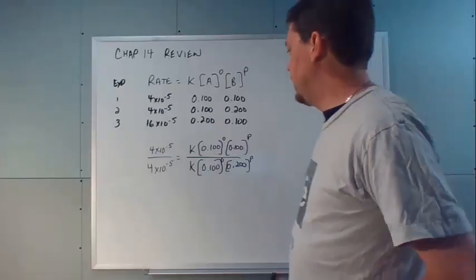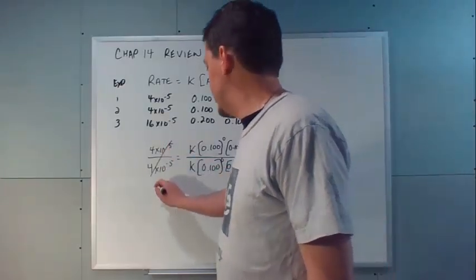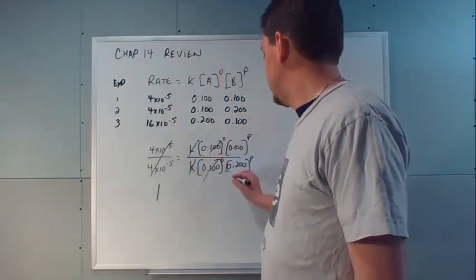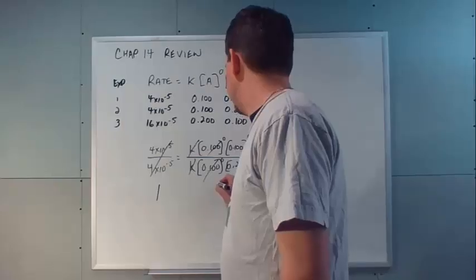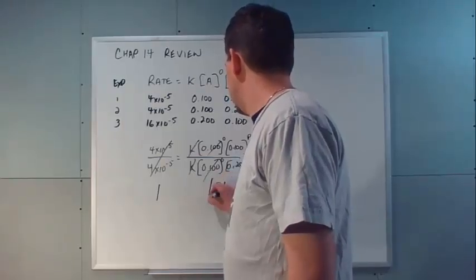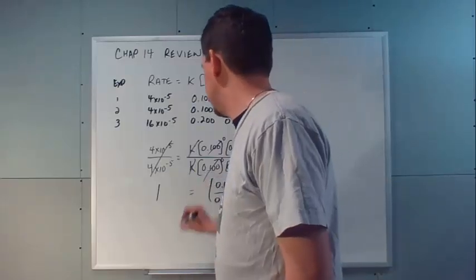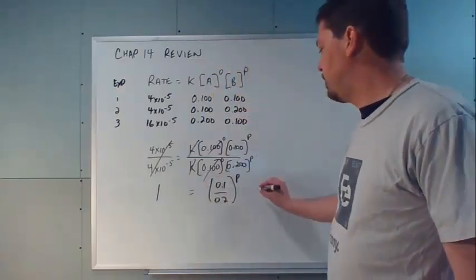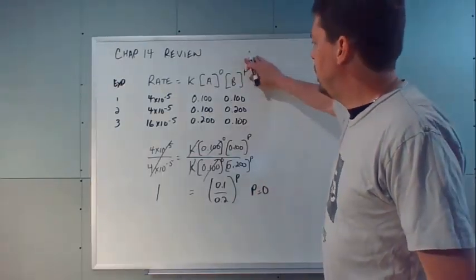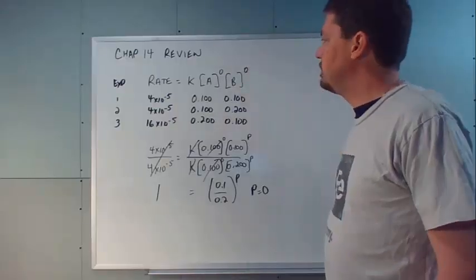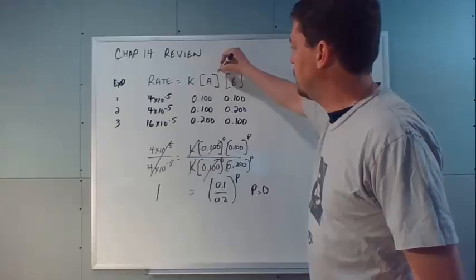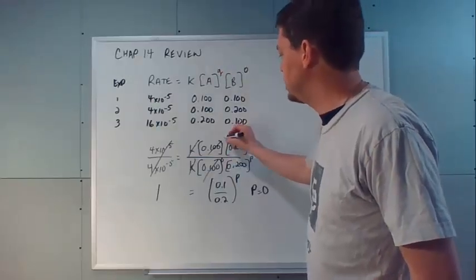So when I calculate this, this cancels out to 1. My k's cancel out. This cancels out. So I'm left with 0.1 over 0.2 to the P is equal to 1. And so therefore P is going to be equal to 0. So B, now I know, is going to be zeroth order. Oh, that's a disaster. I can't believe I used an O. What am I doing? I'm going to call this Q now. I'm going to change it because that's just stupid of me.